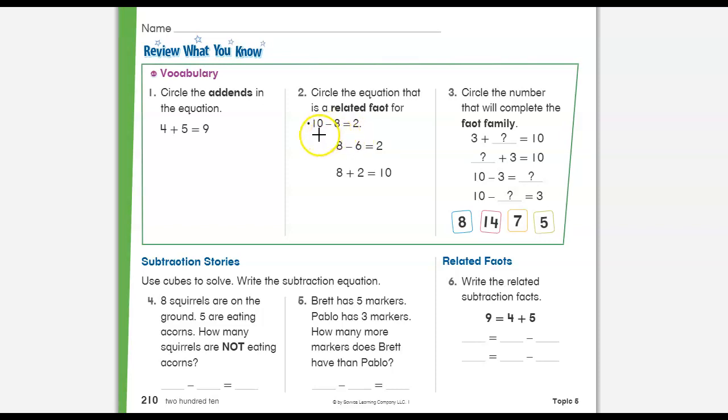This means that the equation below will have the same three numbers as our equation here. So you will circle which equation is related to 10 minus 8 equals 2.